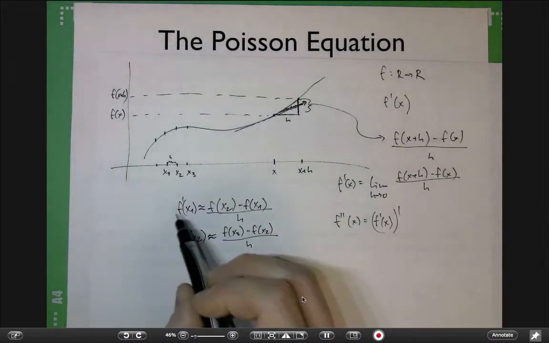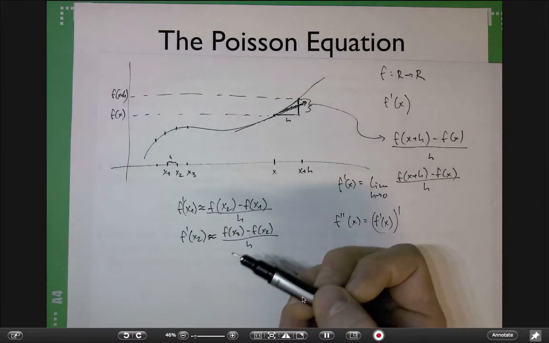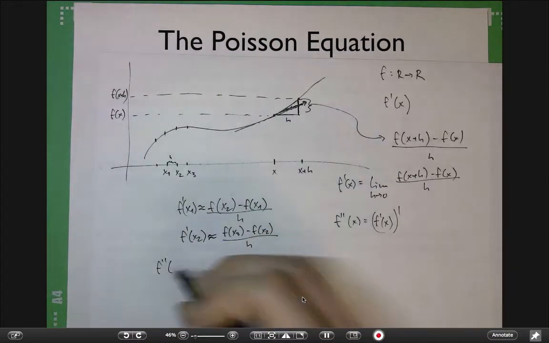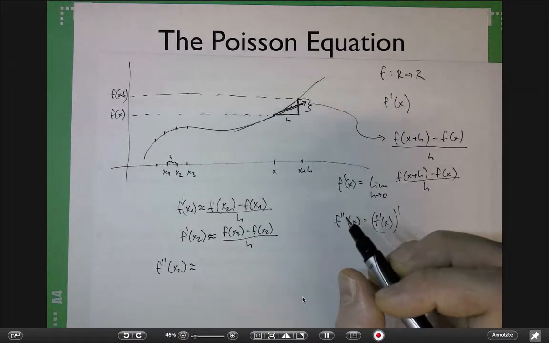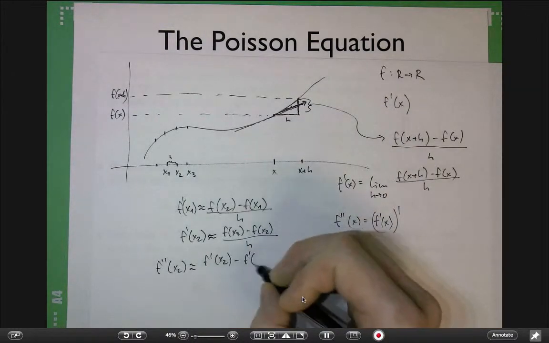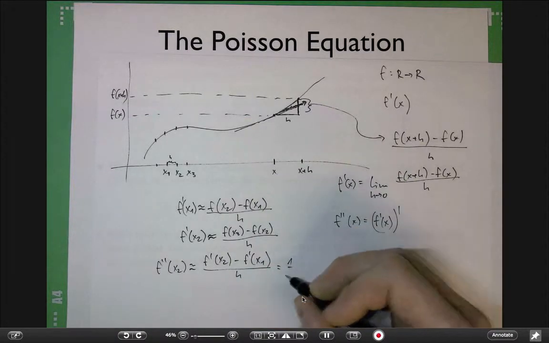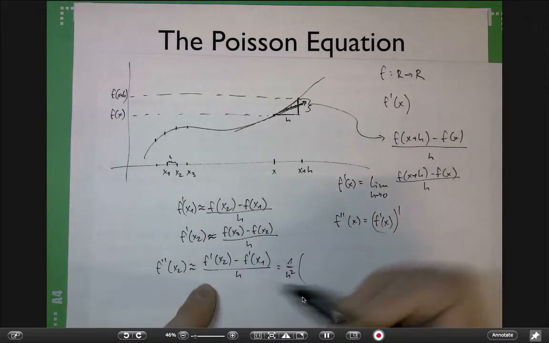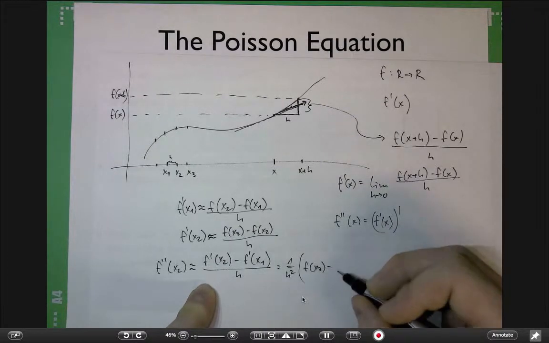So if I know what is the first derivative at x1 and the first derivative at x2, well, guess what I can do? I can approximate the second derivative at x2 as the first derivative at x2 minus the first derivative at x1 divided by h. Now let's see if I got it right, and I will get the right formula, which is f(x3) minus, yeah, it will work.